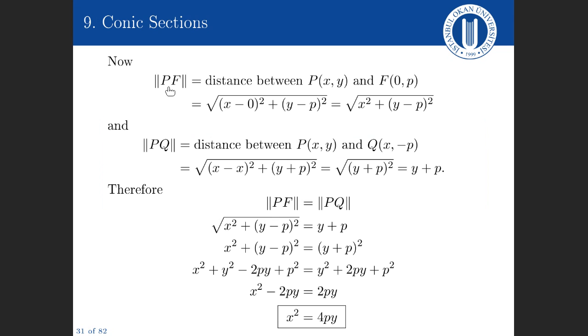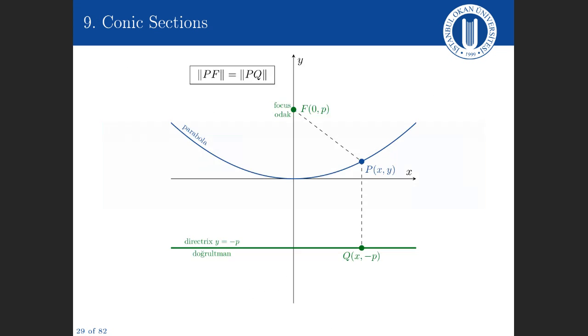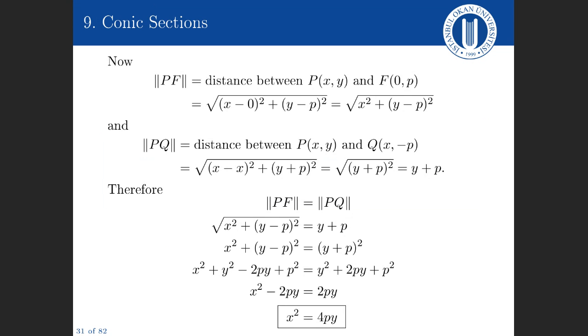PF, the distance between P and F, using our formula from last week, or using Pythagoras, we know is the square root of (x minus 0) squared plus (y minus p) squared, or the square root of x squared plus (y minus p) squared. We can do the same thing for the distance between P and Q, and we find it's y plus p. Or we can go back to the picture. We can look at this distance. This distance is y. This distance is p. So the distance between P and Q should be y plus p. And it is.